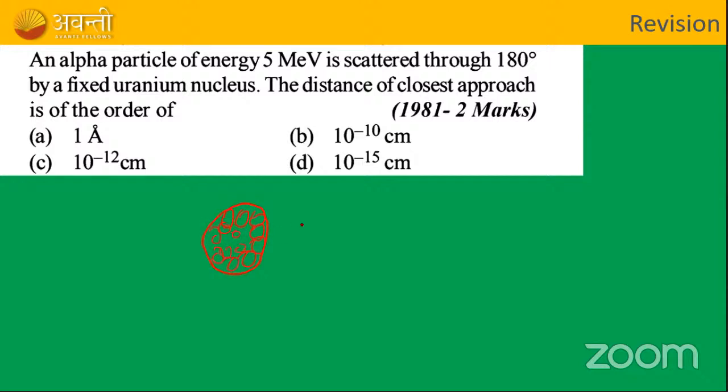Uranium nucleus is very big because it has a lot of particles. It has 92 protons and 232 protons plus neutrons. So it's very big. And there was a small alpha particle. What is an alpha particle? Helium. It has 2 protons and 2 neutrons. So this was coming with 5 mega electron volt of kinetic energy, and afterwards it is getting scattered backwards by 180 degrees. It is rotating back by 180 degrees.